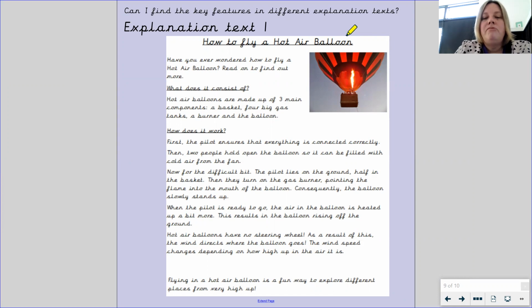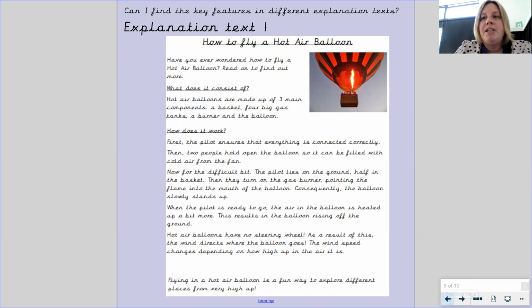When the pilot is ready to go, the air in the balloon is heated up a bit more. This results in the balloon rising off the ground. Hot air balloons have no steering wheel. As a result of this, the winds direct where the balloon goes. The wind speed changes depending on how high up in the air it is. Flying in a hot air balloon is a fun way to explore different places from high up.